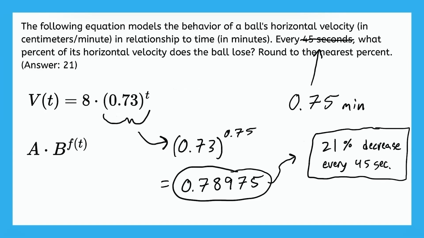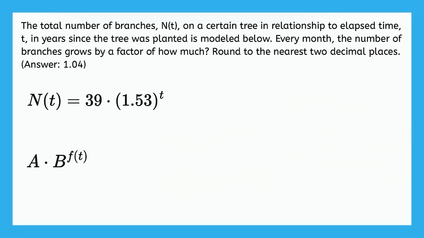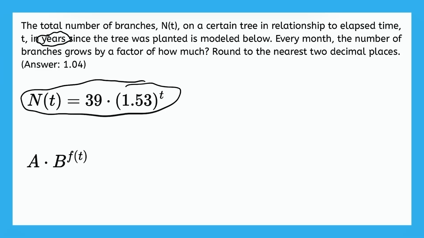All right, now real quick, let's do another example, except this time we don't have to worry about the hassle of converting to a percent. So here we go. The total number of branches n of t on a certain tree in relationship to elapsed time, t in years, okay, years is the units for t, time, since the tree was planted is modeled below. Here is the model. Now, every month, okay, so the units changed from years to months. The number of branches grows by a factor of how much?